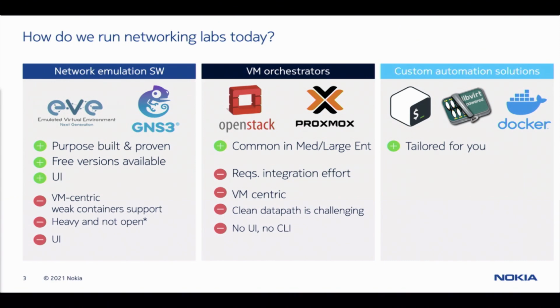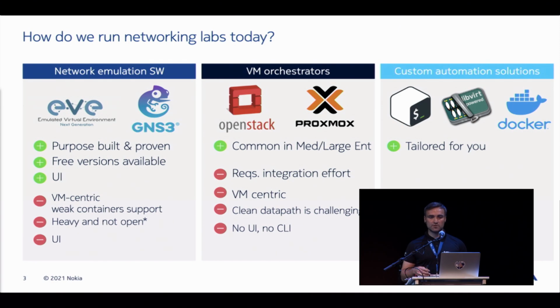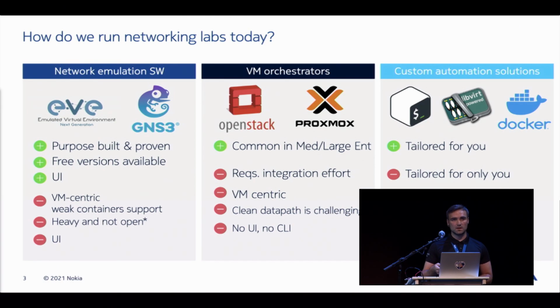And on the far end of the spectrum, there are custom automation solutions. Everybody has them, like crazy bash scripts with thousands of lines that spin up libvirt VMs or create Docker containers, and they might really be a silver bullet for you. They can solve all the problems that you might have. The only downside is that they are tailored only for you. So if you want to take your custom solution to your customer or to your partner or to your peer, they might not be able to run it at all, because you took some decisions that are really specific for your environment and they will not fly in their environment.